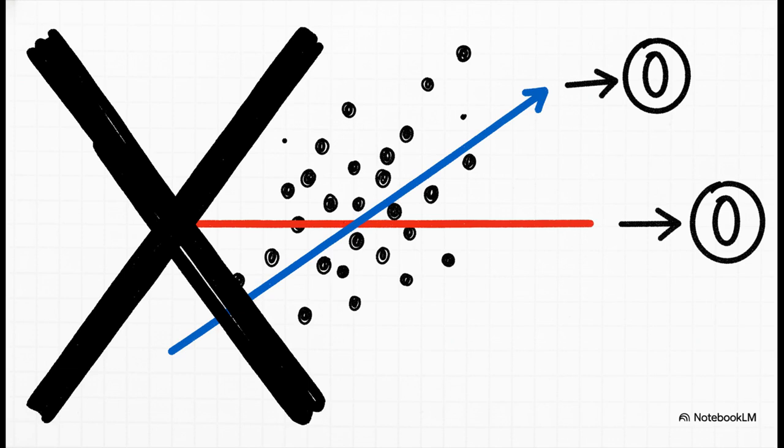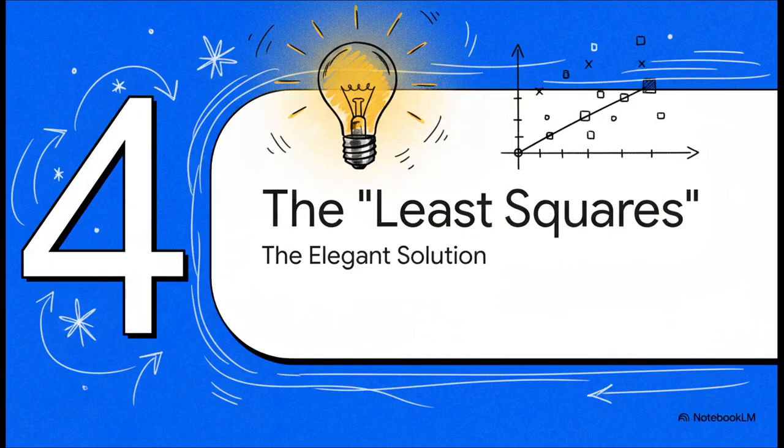The problem is clear now, right? The positive errors and the negative errors are just canceling each other out. So this method, it's a failure. It's a bust. We need a much better way to do this. And that brings us to the real hero of our story, the elegant, correct, and actually pretty simple solution to our puzzle. This is the breakthrough moment.